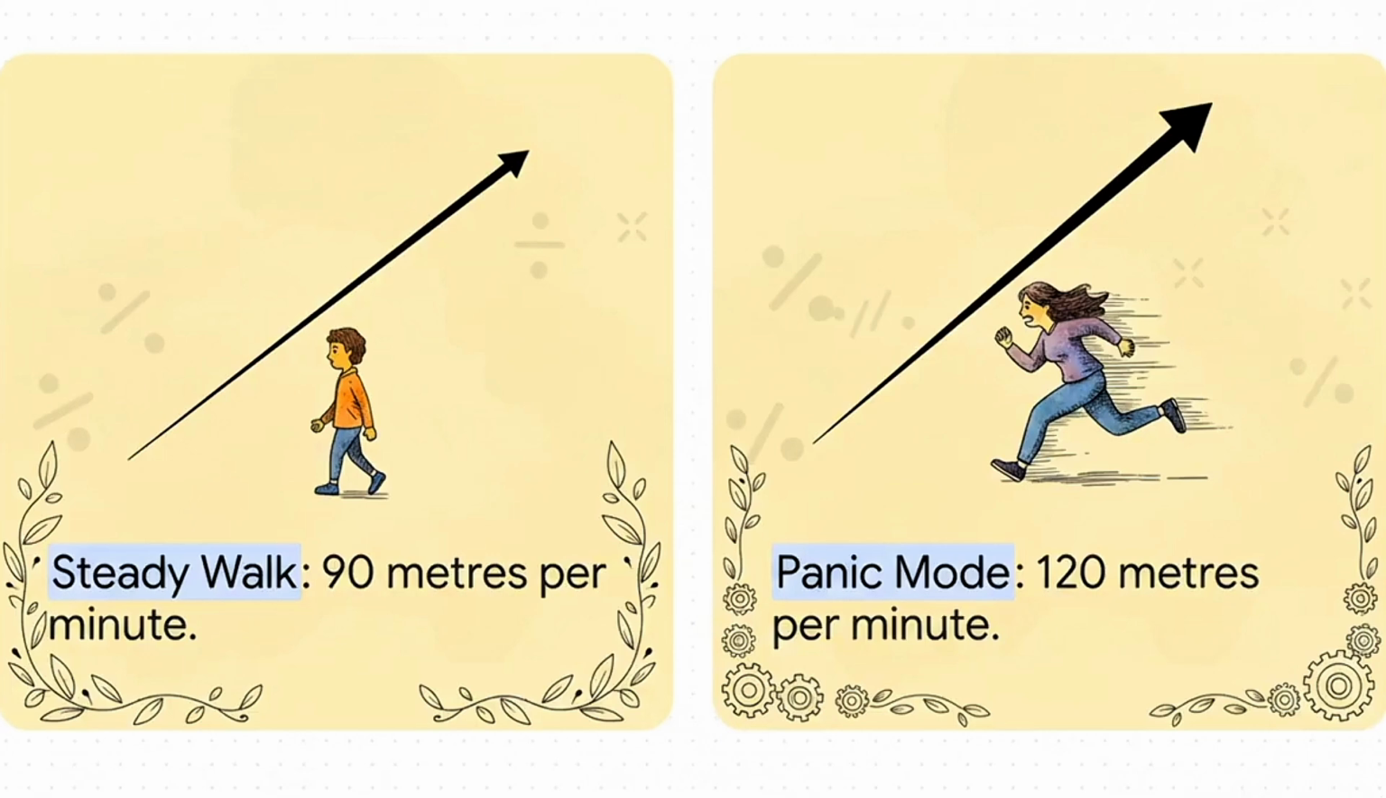And this brilliantly illustrates our visual rule. 120 is higher than 90. And sure enough, that final line is visibly steeper on the graph. The math completely backs up our eyes.